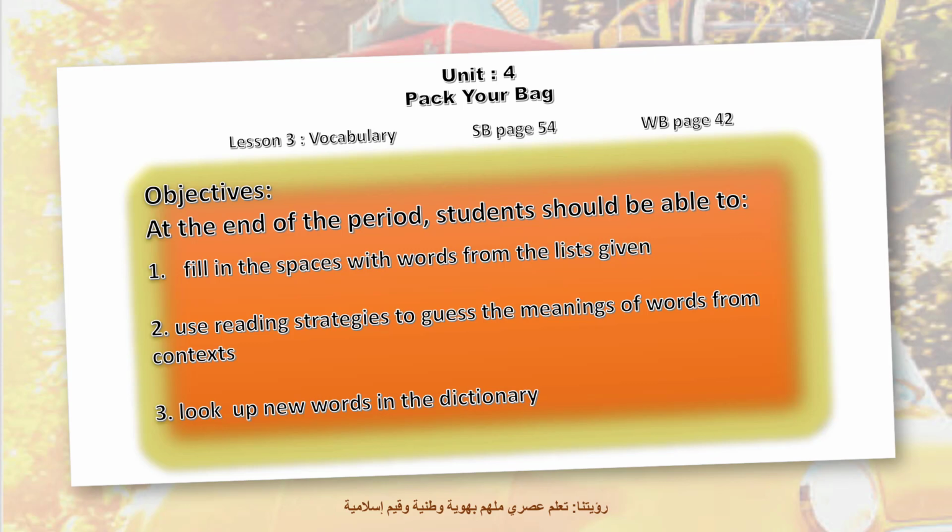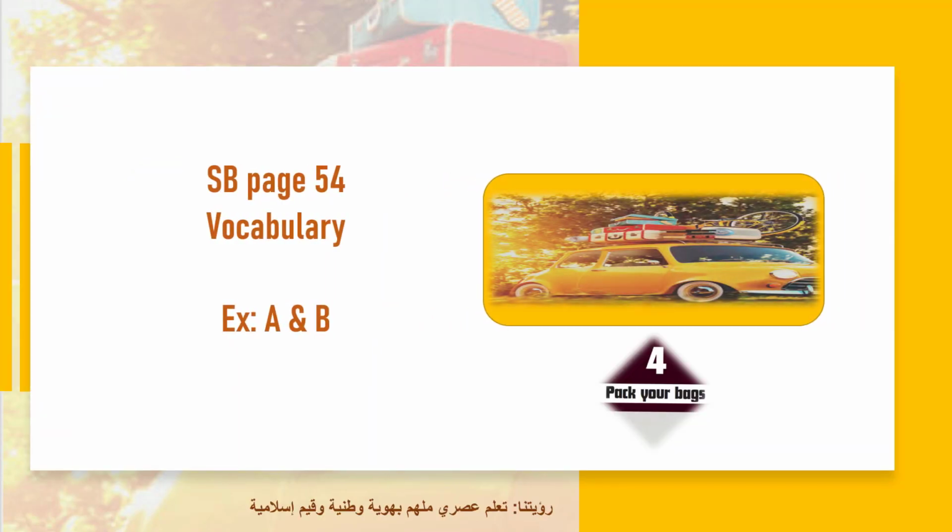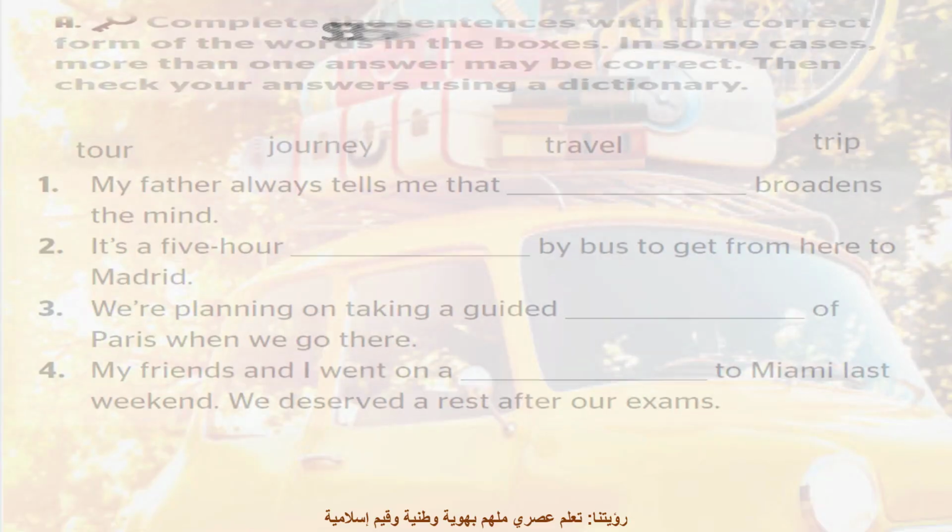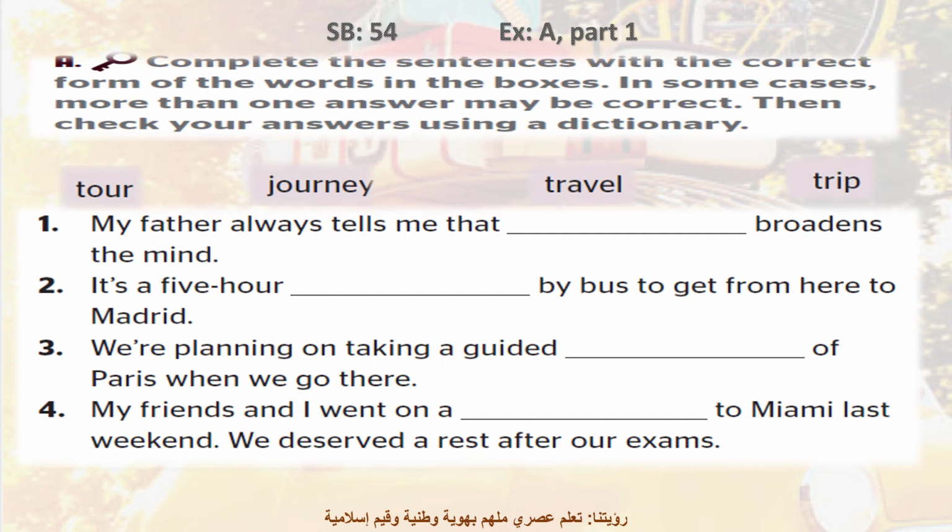Let's start. Open your student books page 54 to do exercises A and B. Exercise A. Exercise A is divided into 5 parts. In each part, you have to fill in the spaces with the words given in the list. After finishing each part, you'll be given a chance to look up the words in the dictionary, Cambridge Online Dictionary. Let's start with part 1.